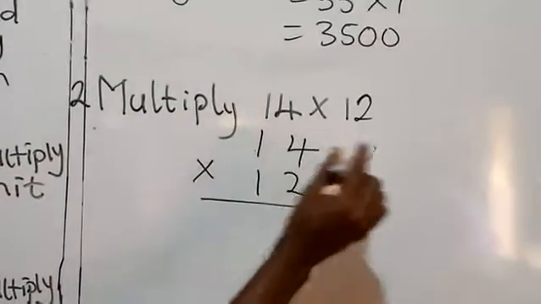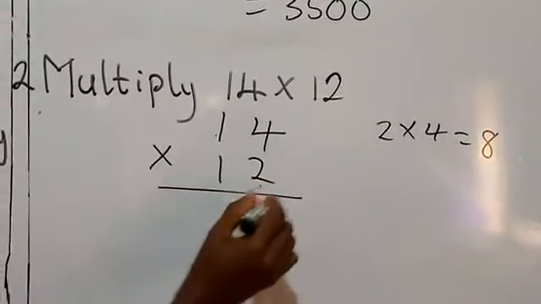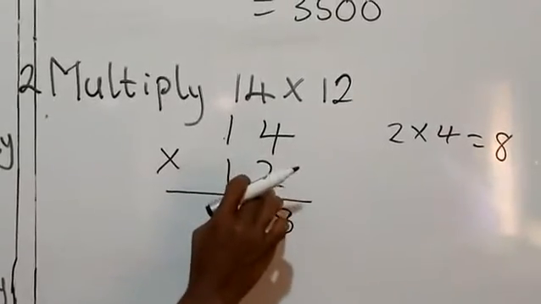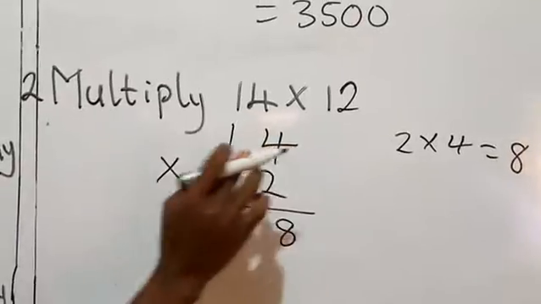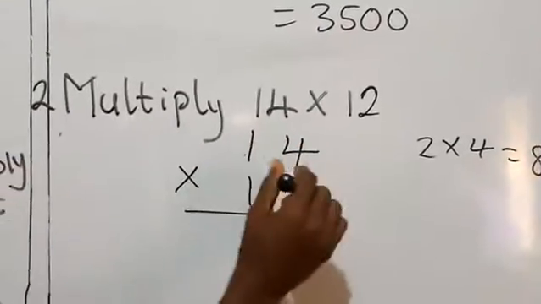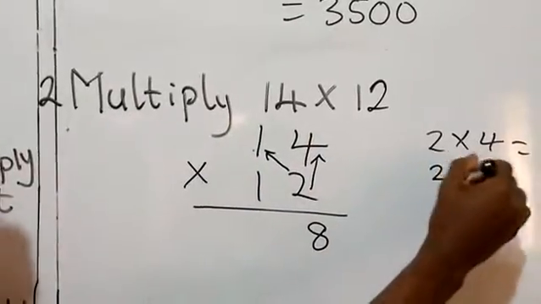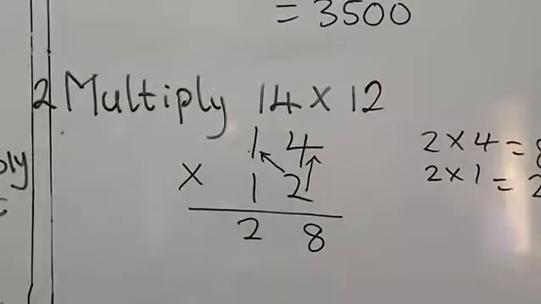2 times 4 is equal to 8. So we write 8 here. Why are we writing 8 here and not here? Because we are multiplying by 2. So the same 2 that multiply 4 will also multiply 1. So after 2 times 4, you have 2 times 1, which will give us 2. So you have your 2 here. Now we are done multiplying by 2.